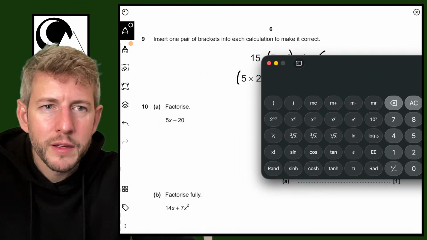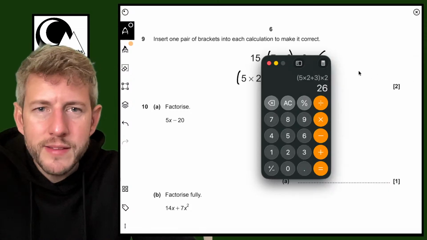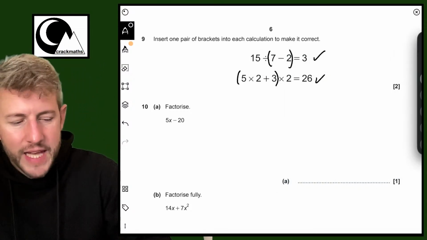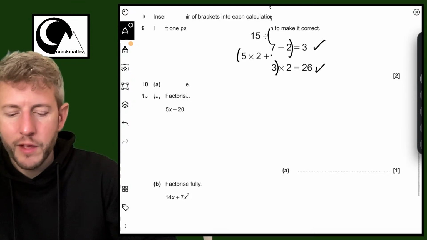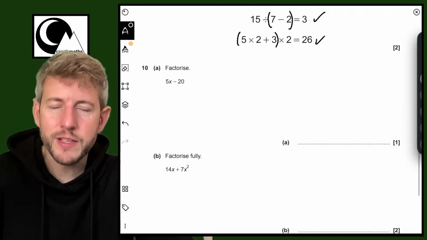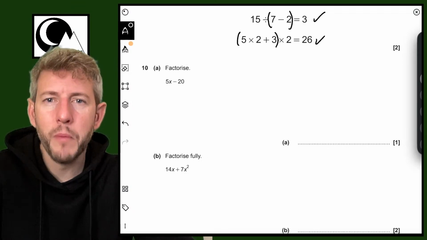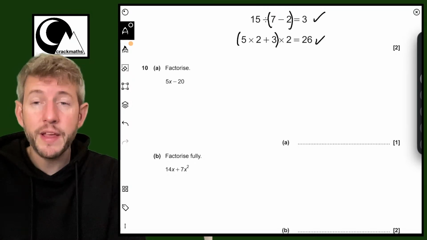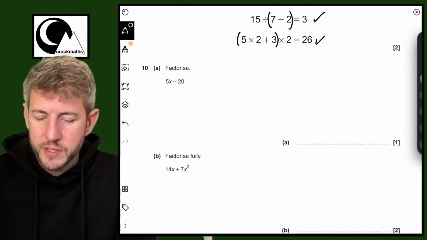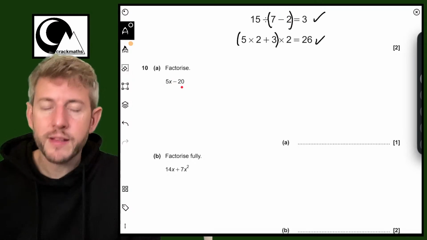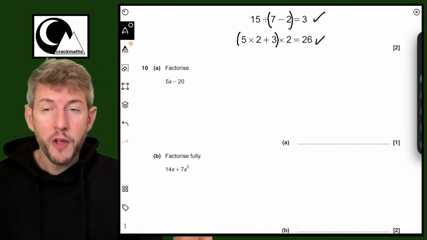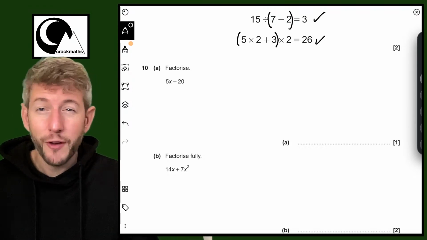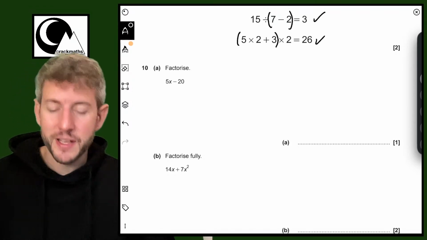Let me turn that back into a basic calculator so I can hide it and move that over here. Right, 10a. For 10a, we've got to factorise 5x minus 20. Factorise means to find the factor of both of these things that we can divide both by. So 5x and negative 20 can both be divided by 5, because I know that 5 times 1 makes 5 and 5 times 4 makes 20.